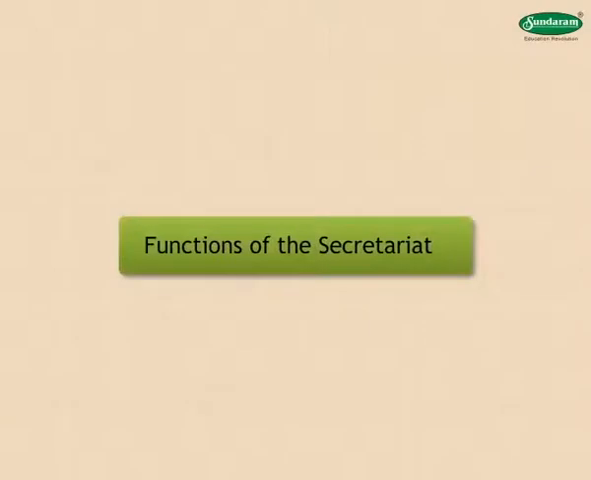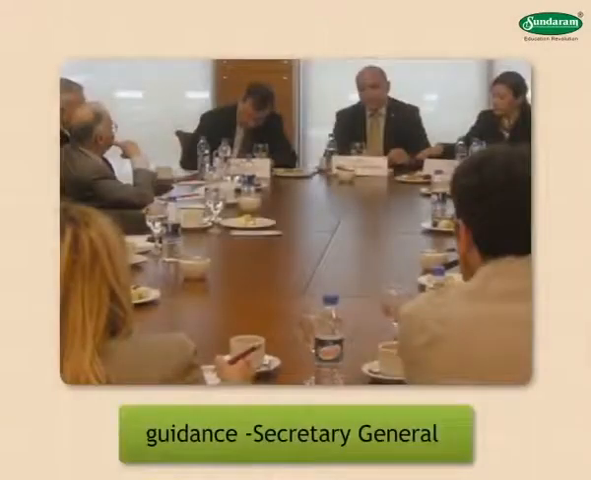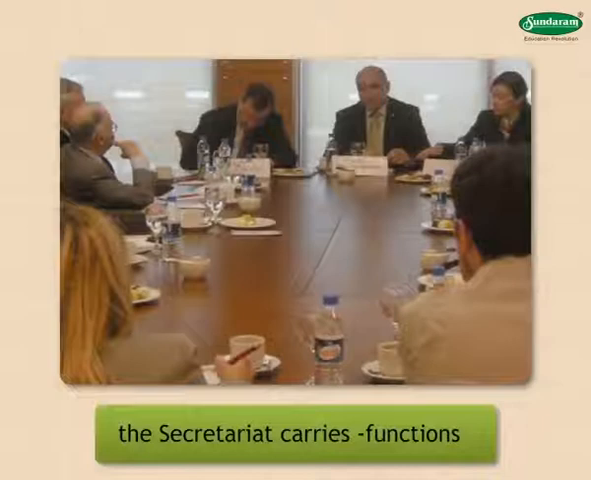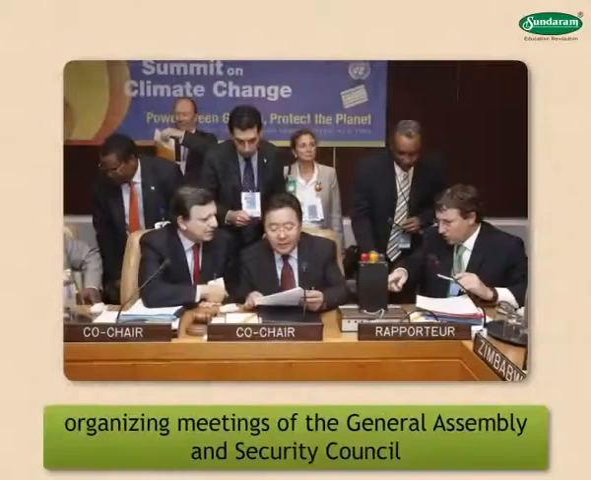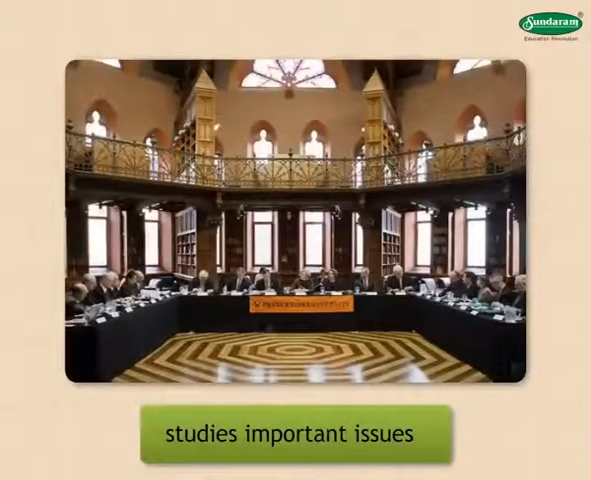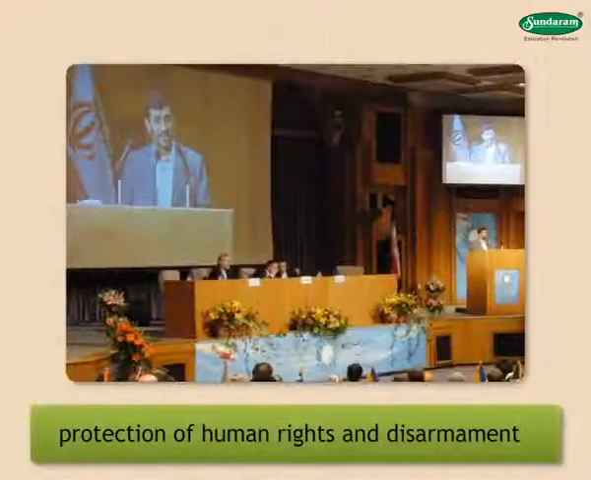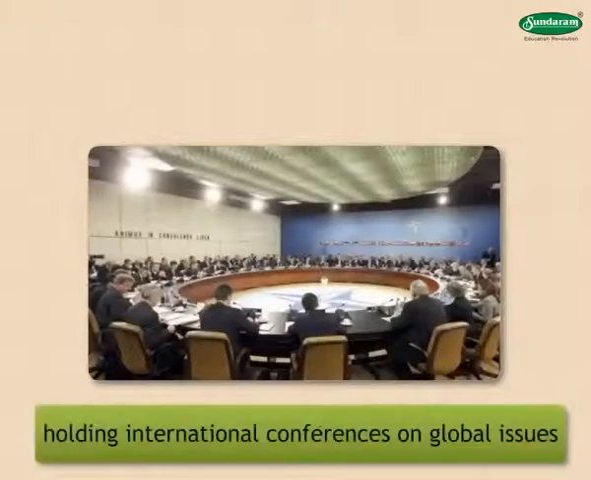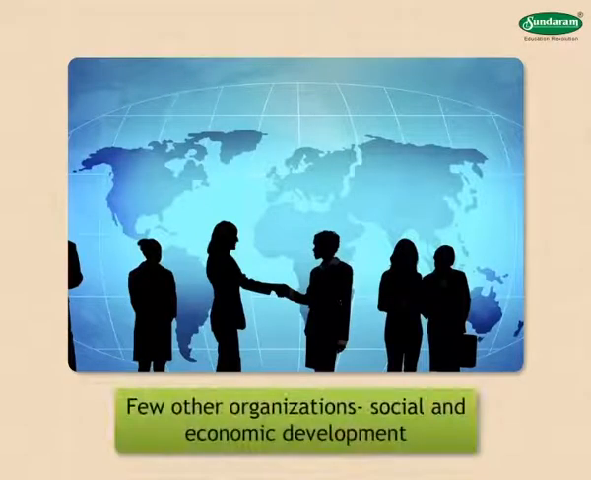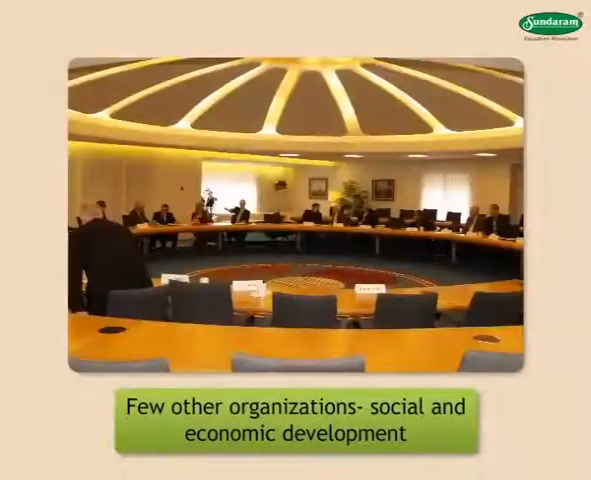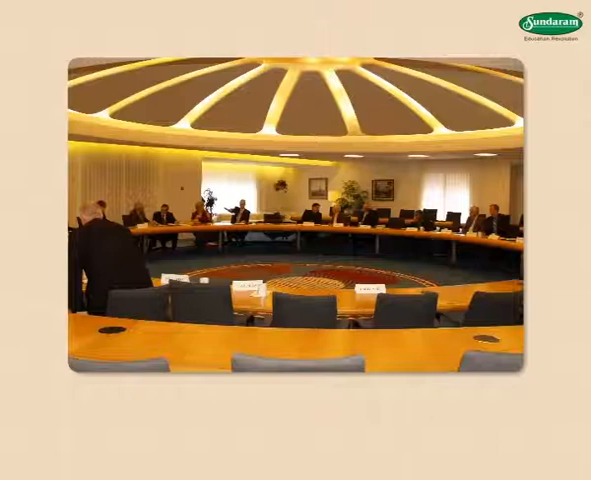Functions of the Secretariat. Under the guidance of the Secretary-General, the Secretariat carries out important functions like maintaining official records of the UN, organizing meetings of the General Assembly and Security Council, study important issues like protection of human rights and disarmament, hold international conferences on global issues. Students, apart from the above 6 main organs of the UN, there are a few other organizations working for social and economic development of various nations. Let's know more about them.